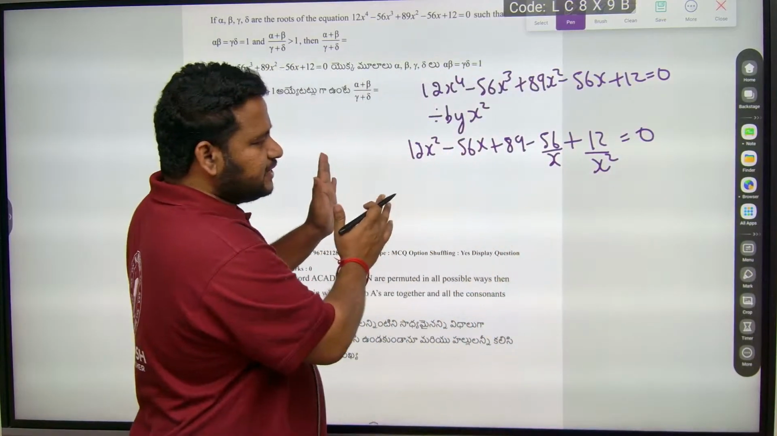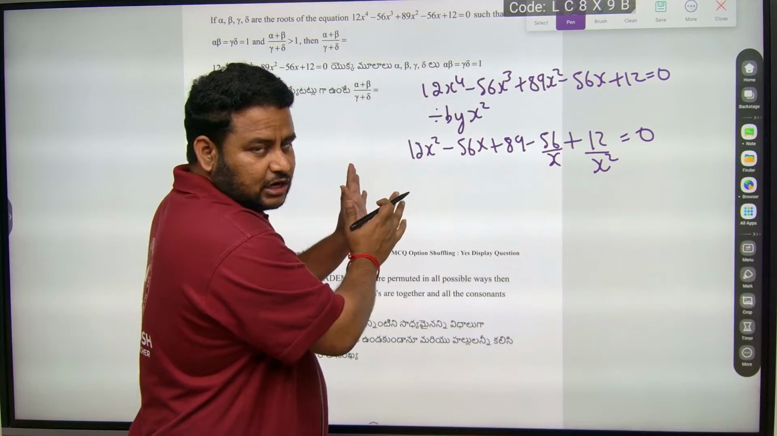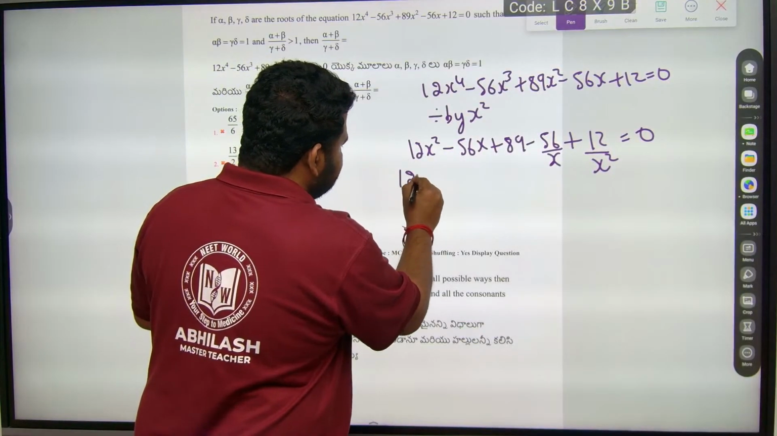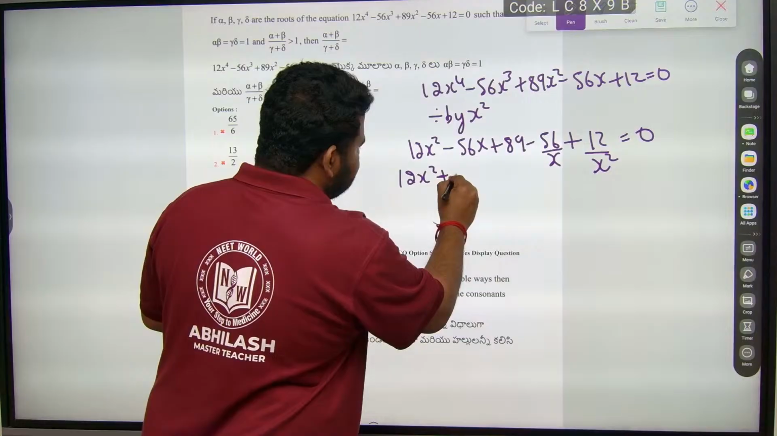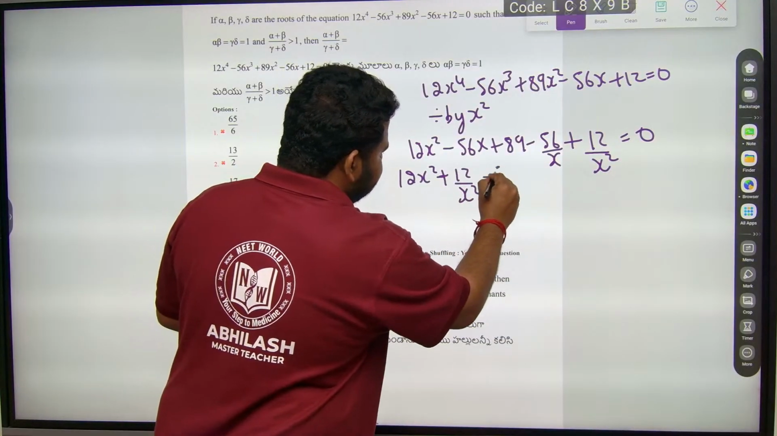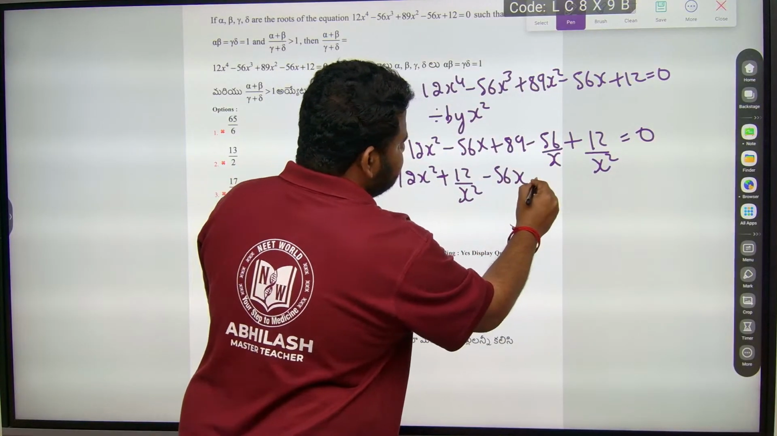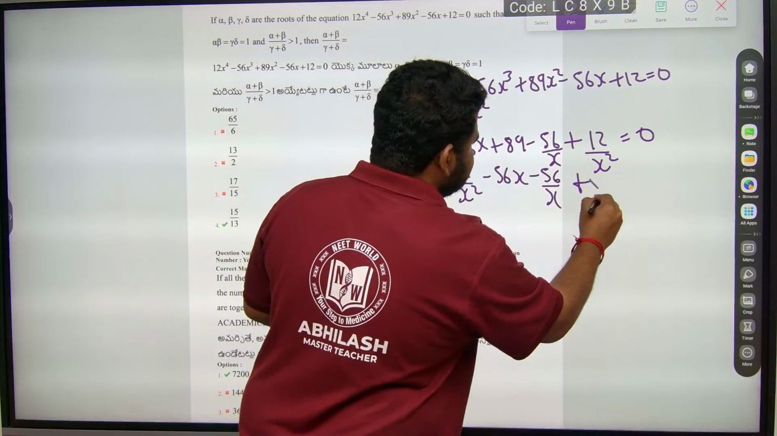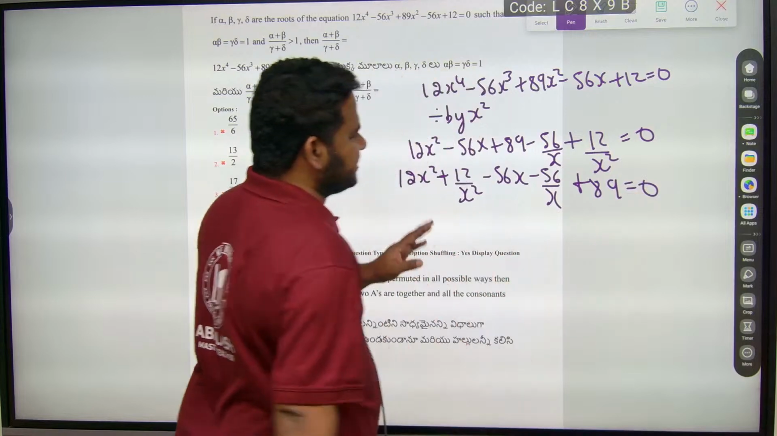Now I will write all the x square terms together, and x terms together. So this will become 12x square plus 12 by x square, minus 56x minus 56 by x, plus 89 is equal to 0.